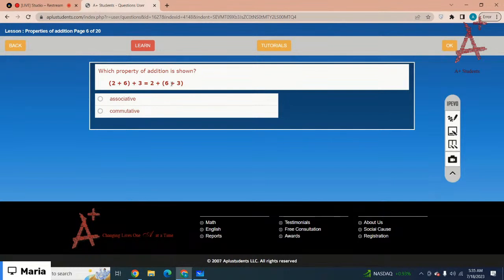So it would be the associative property because three numbers are involved. So that would be the associative property. Got it? This is the associative property.